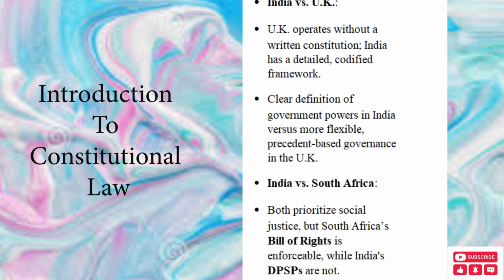South Africa's 1996 constitution is often hailed as one of the most progressive in the world, particularly because of its emphasis on human rights and social justice. Much like India, South Africa's constitution was born out of a struggle, in this case, the fight against apartheid. One major similarity is the strong protection of fundamental rights.